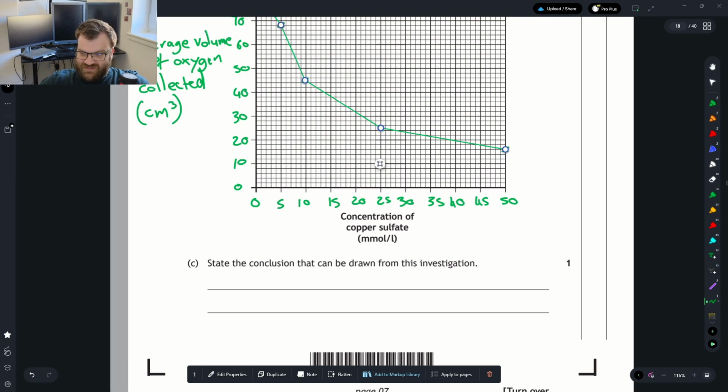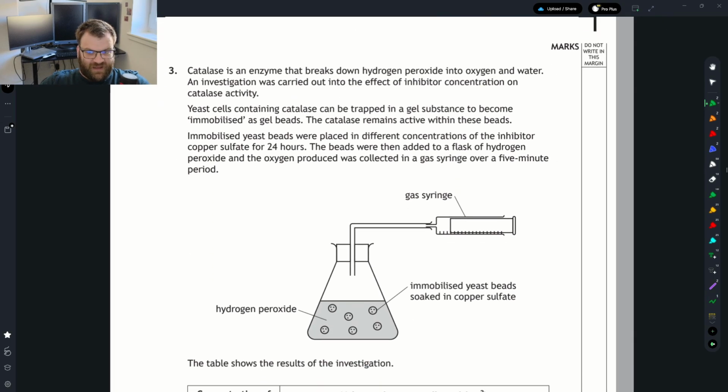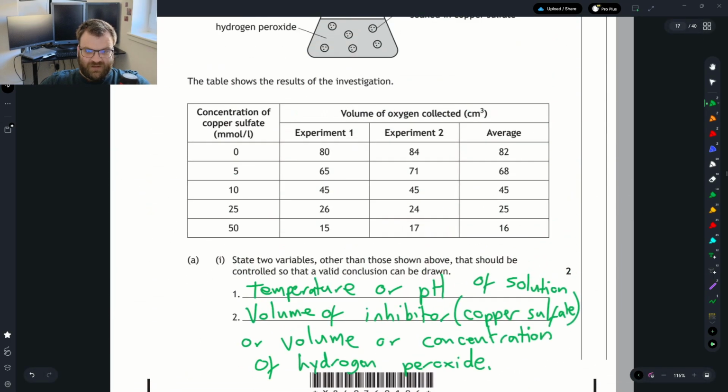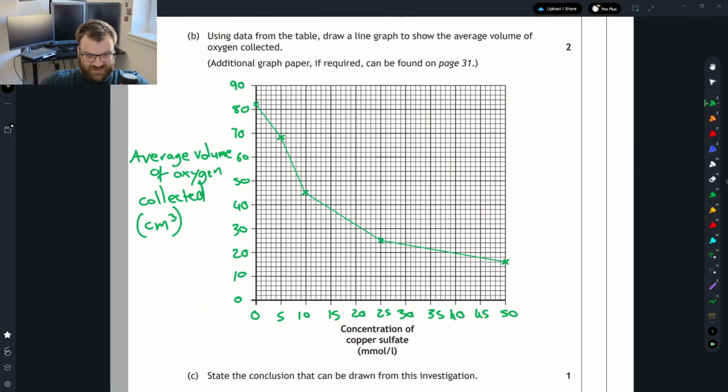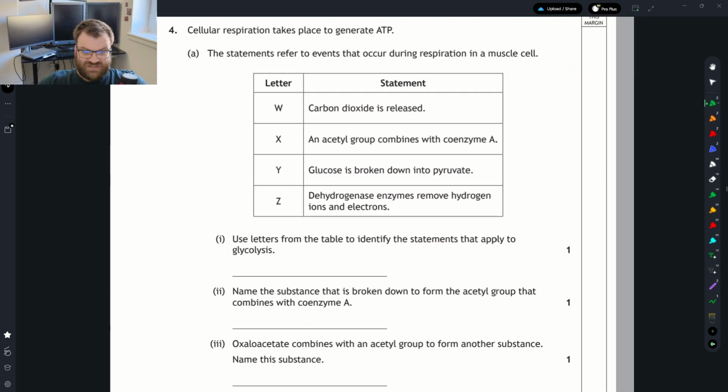Give a conclusion from this investigation. We were asked about the effect of the inhibitor concentration on the catalase activity. As the concentration has increased, the average volume of oxygen has gone down. We're not asked about that though, we're asked about the catalase activity. Well, the better the catalase is breaking down the hydrogen peroxide, the more oxygen is produced. So if we're making less oxygen, that means that the catalase activity is lowered. So as concentration of copper sulfate increases, catalase activity decreases. Next, we're asked about respiration.